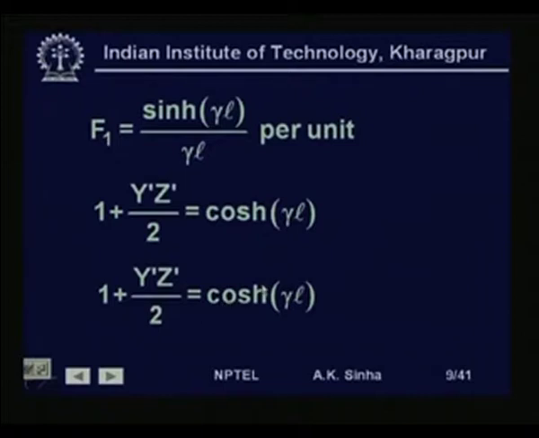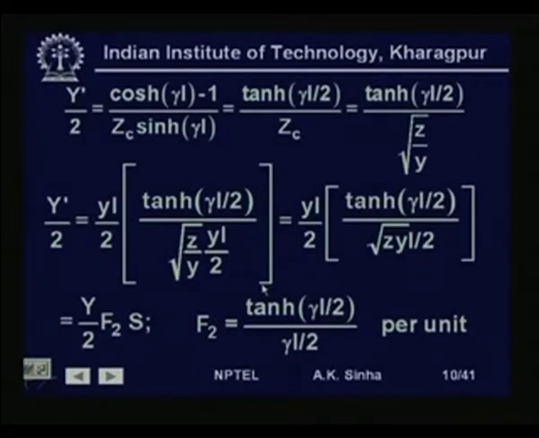it is the same equation, or y′ by 2 is equal to cosh(γL) minus 1 divided by Zc sinh(γL). This is equal to tanh(γL by 2) divided by Zc. This is equal to tanh(γL by 2) divided by the square root of Z by y, that is Zc. Therefore, y′ by 2 is equal to yL by 2 into tanh(γL by 2), this term.